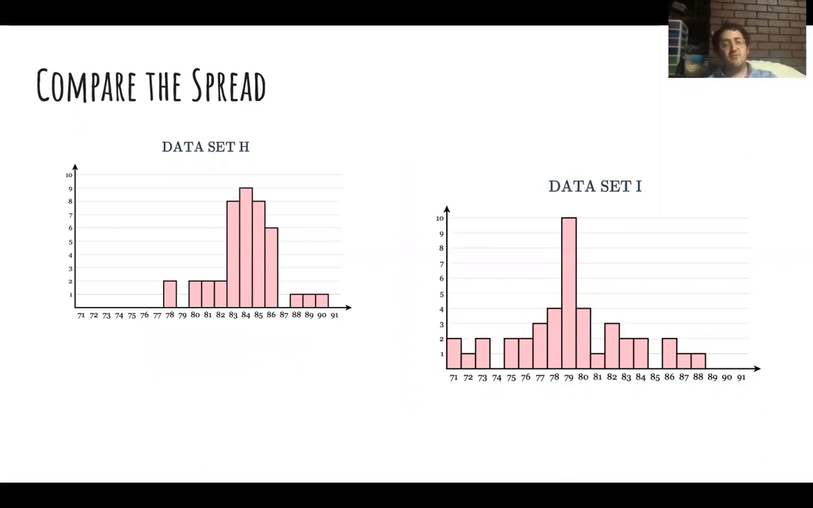So we might want to think about which one has more spread to it. So that's going to be your first type of Delta Math exercise here. You might want to just look at the range. So on this one, the range is going to be 90 minus 78, so it's going to get you a spread or a range of 12. Versus on this one, we have a range of 88 minus 71. So that's going to be 17. So we could say that data set I is more spread out than data set H.